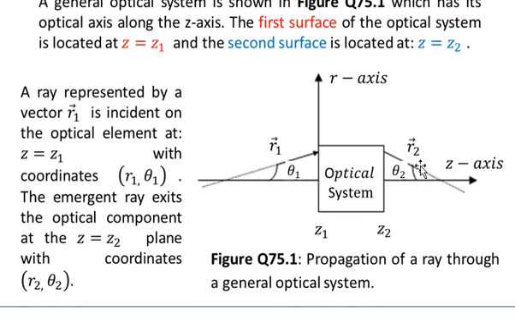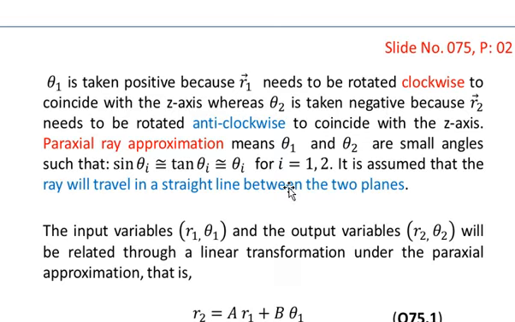Because if you want to make the R2 vector parallel to the z-axis, you need to rotate the vector R2 in the counterclockwise direction. So theta2 will be measured negative. Whereas if you want to align R1 parallel to the z-axis, you would rotate R1 in the clockwise direction and theta1 will be taken as positive. These are the sign conventions that we have adopted in the analysis of the optical systems. Theta1 is taken as positive because R1 needs to be rotated clockwise to coincide with the z-axis, whereas theta2 is taken negative because the R2 vector needs to be rotated anticlockwise to coincide with the z-axis.